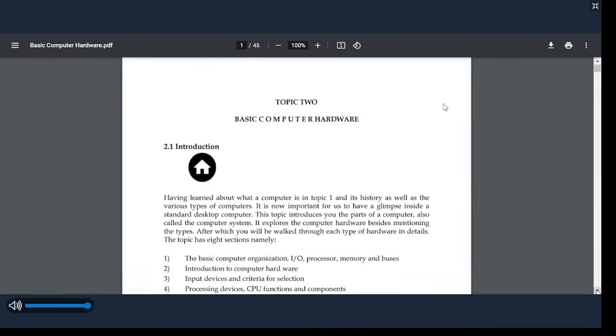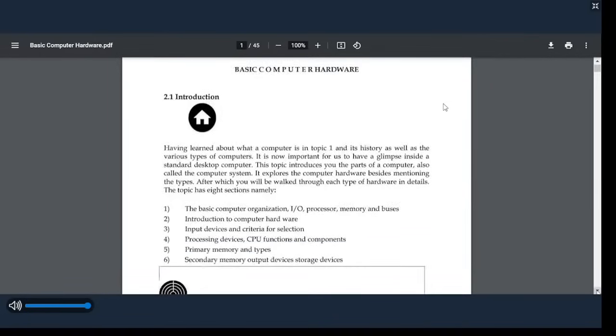So we have the computer organization: input, processor, memory, and buses. Introduction to computer hardware, input devices and criteria for selection, processing devices, CPU functions and components, primary memory and types, then secondary memory, output device, storage and storage device.